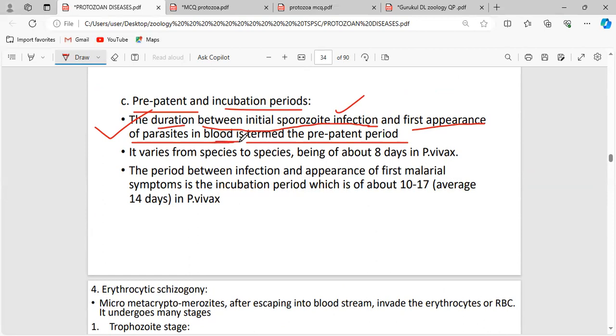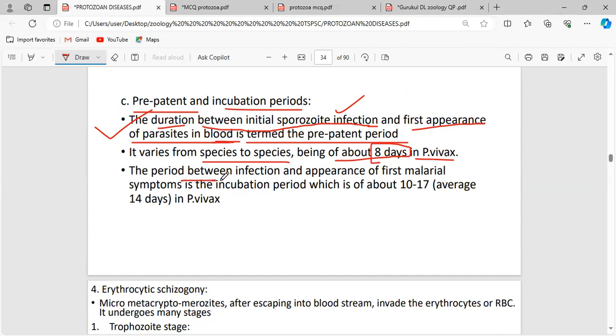When it enters the human body, the first place they are going to reach is the liver. The period between the first infection and the parasite we can see in the blood is called the pre-patent period. It varies from species to species. It is about 8 days in Plasmodium vivax.